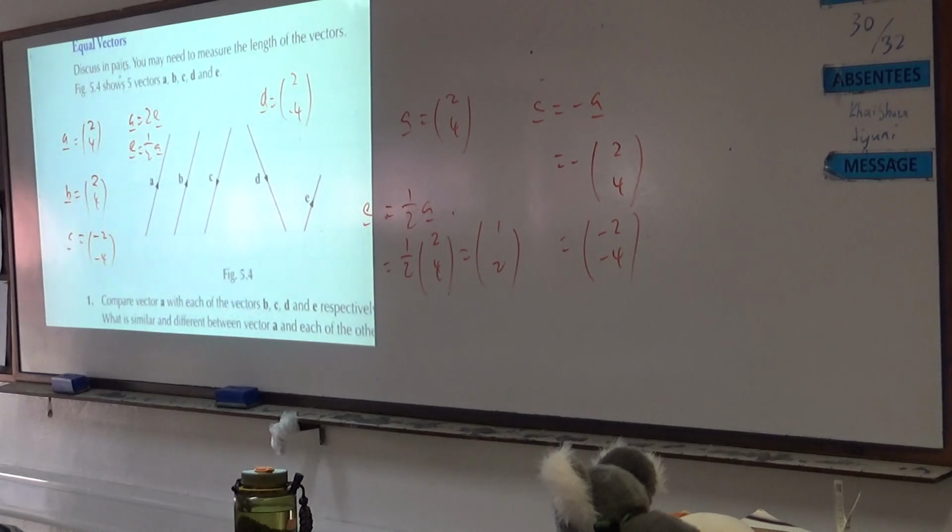A and B have the same magnitude and direction. We say that the two vectors are equal and we write A equals B. A and C have the same magnitude but opposite direction. C is called the negative of vector A. Okay, see the negative part there. And A and E have different magnitudes but the same direction. We will learn more about this in section 5.4, but I already told you what it means. It's 2 times the thing.